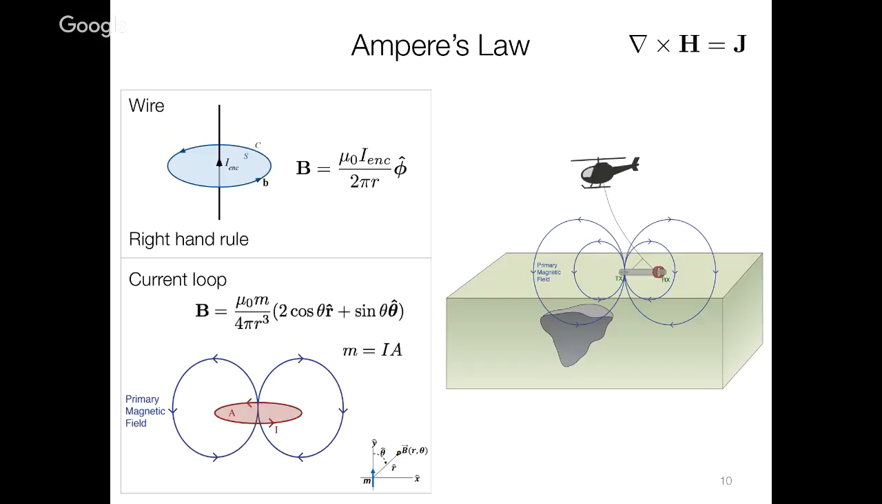Like someplace in grade school, you had a wire, you put a current in it, and then you had a compass, and you put the compass up to that, and you found that the compass needle orients itself in a direction so that the magnetic field is kind of circular. You had that right-hand rule: the thumb goes in the direction of the current, and how your fingers curl around tells you how the magnetic field goes.